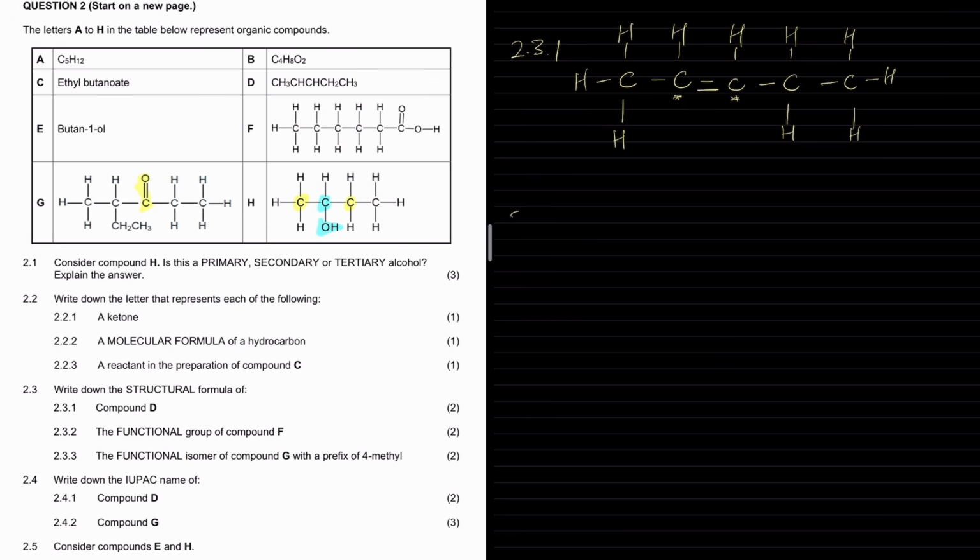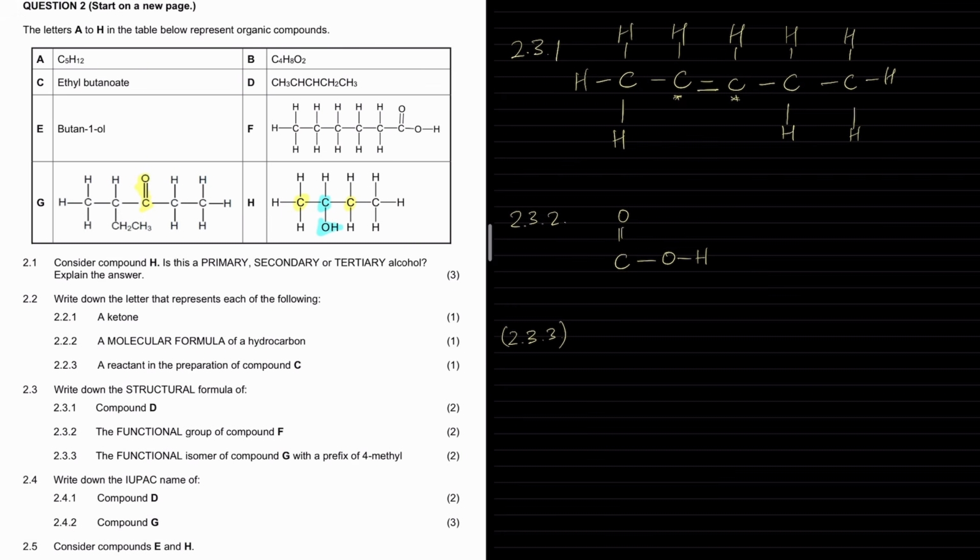Next one, 2.3.2, the functional group of compound F. So if I look at compound F, it is a carboxylic acid. They want the functional group of a carboxylic acid, which is simply the C double bond O and the OH. 2.3.3, the functional isomer of compound G with a prefix of 4-methyl.